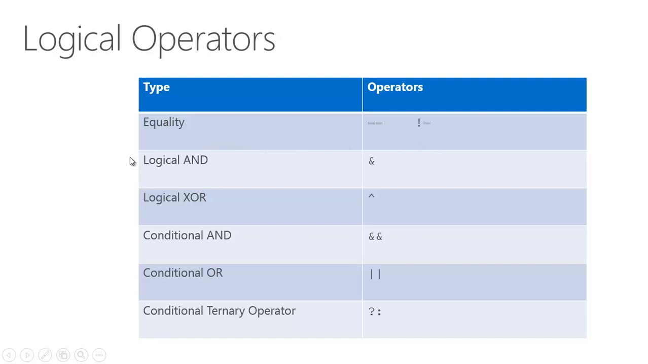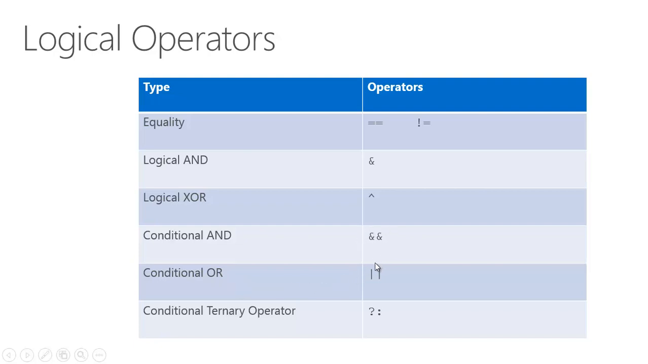The next two lines, we have logical and XOR operators. So logical and logical XOR operators. These are indicated by a single ampersand and the caret symbol and are used for bitwise operations. That's a little more advanced for beginners. So if you're a beginner, you don't have to worry about them. It's for operating on individual bits within an integer or other value. Next, we have conditional and conditional or operators.